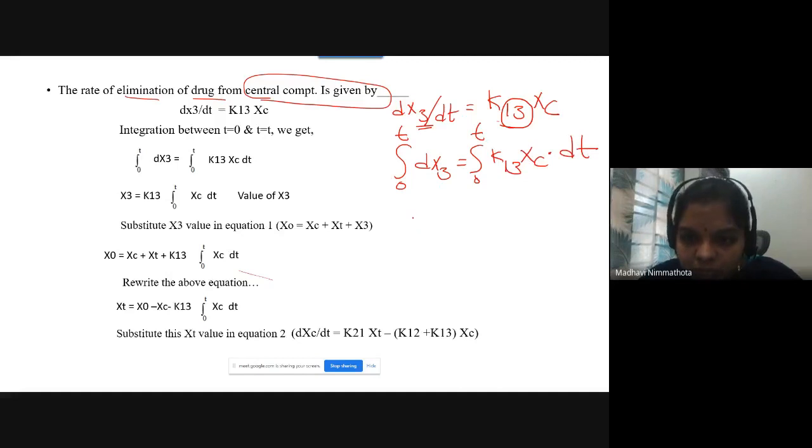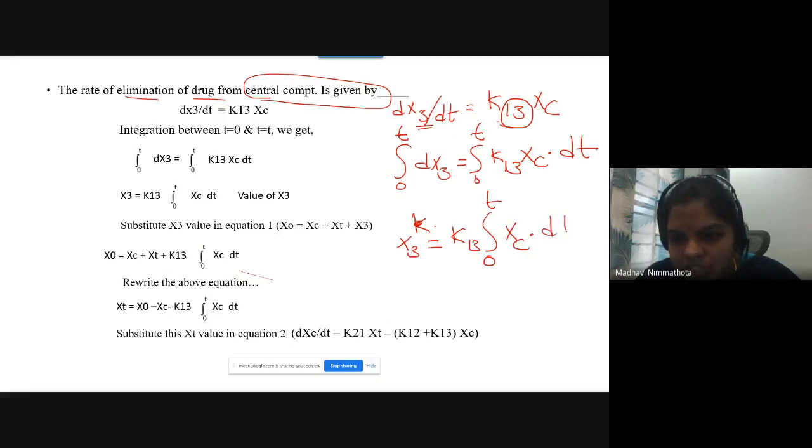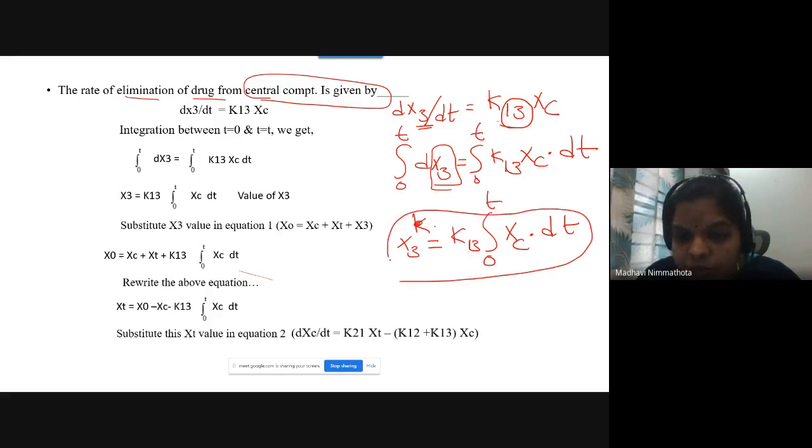Then X3 equals, we need X3, right? Then K13, this constant is always before the integration part, right? 0 to t, then XC dt. See, we want X3 here. This is a constant, that's why we brought it here. Then the integration from 0 to t of XC dt is common. So this is the value of X3. Then you have to substitute this X3 value in the first equation.